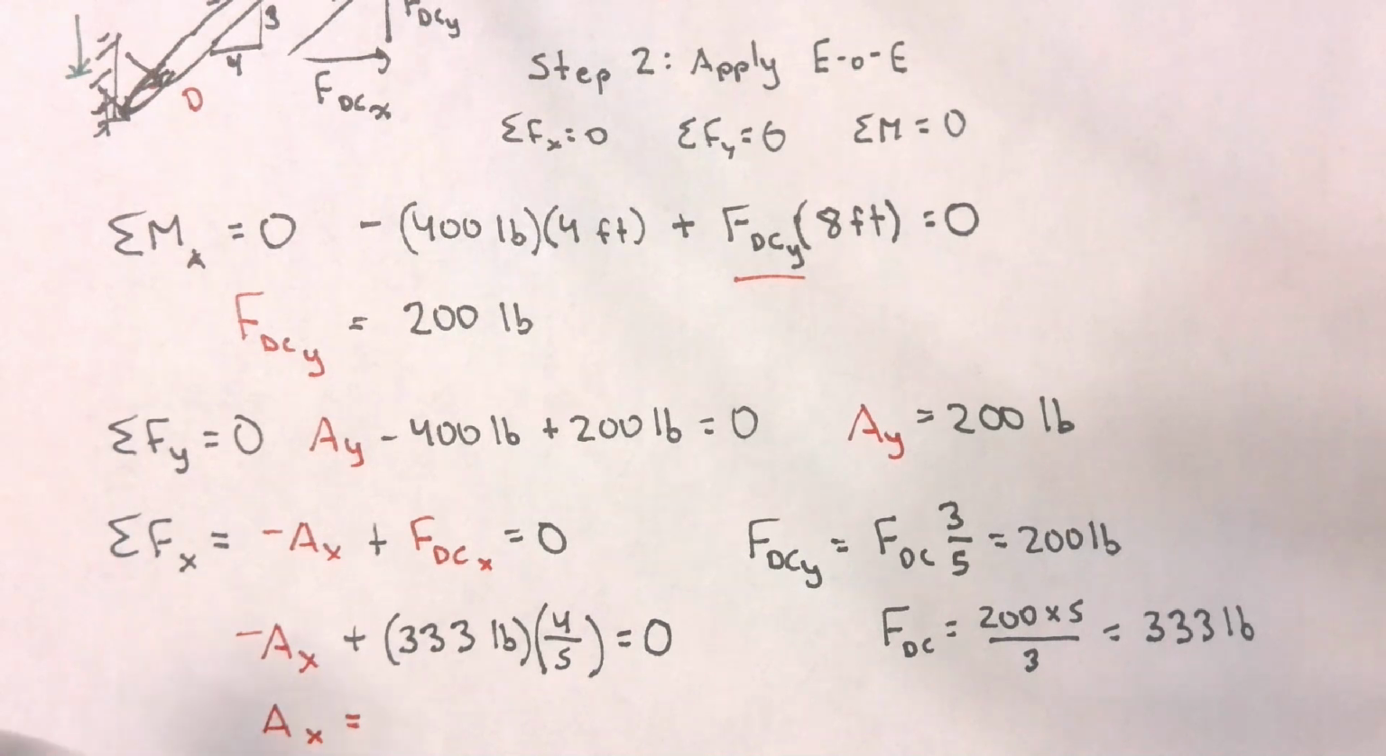In this case, AX, I'm going to move it to the other side to make it positive, is equal to 333 times 4 divided by 5. So how much is that? 266. Can you say it again? 266.4. Thank you.